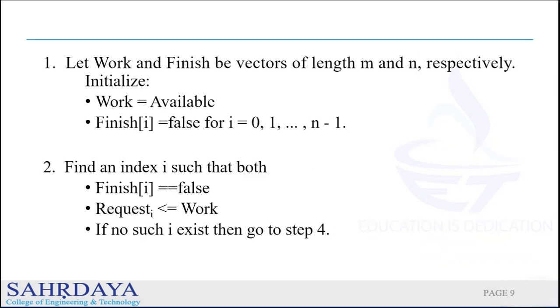Let's consider Work and Finish to be vectors of length m and n respectively. Initialize Work equals Available and Finish[i] equals false for i equal to 0 to n minus 1. The second step is to find an index i such that both conditions are satisfied. First condition is Finish[i] equals false, and second condition is Request[i] is less than or equal to Work. If no such i exists, then go to step 4.